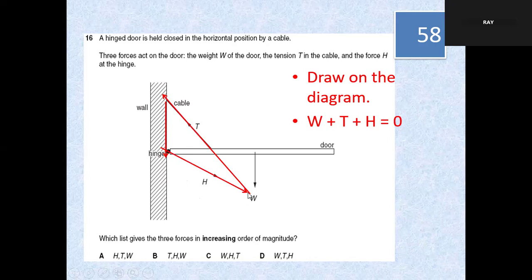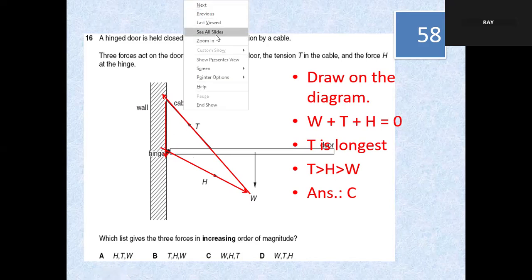Draw the diagram for equilibrium, with all the forces passing through a point. That's your T. That's your H. And then there's your W. Then you can see which is greater. Give the three forces in increasing order. So the smallest one is W. Next is H, then T. Okay, C. Yep.